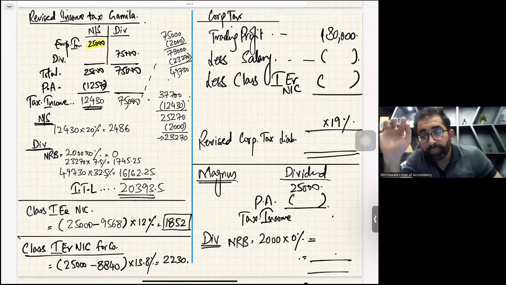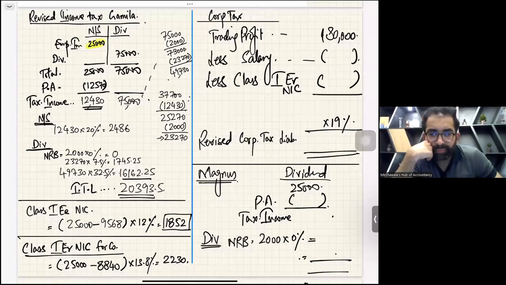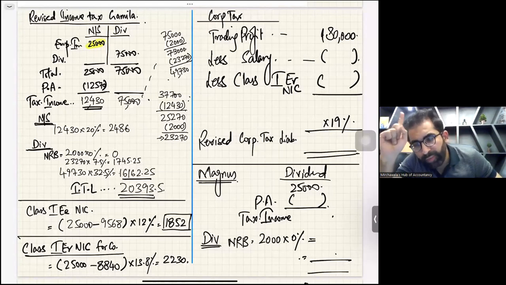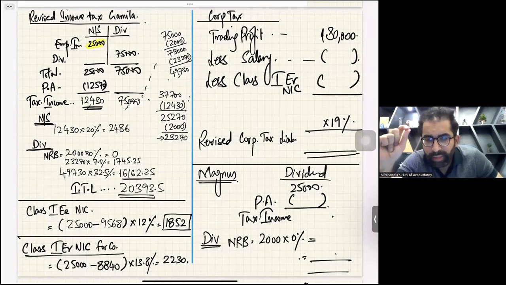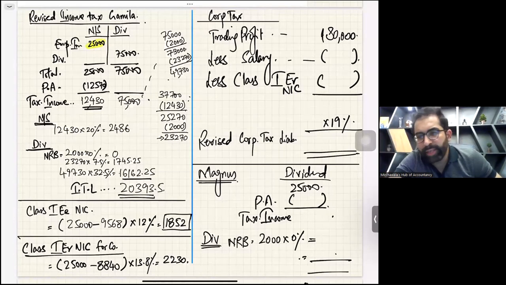Now come to the company. In the question, it was clearly written. Yes, very good question and a very good answer. Why have I not used the employment allowance for class one employer NIC? Why didn't I use the employment allowance of 4,000? Because you remember when we were studying NICs, if there is a company and the company has only one employee and that employee is the director of that company, then in that case employment allowance is not available. That employee is the director and the only employee, so there is no employment allowance.